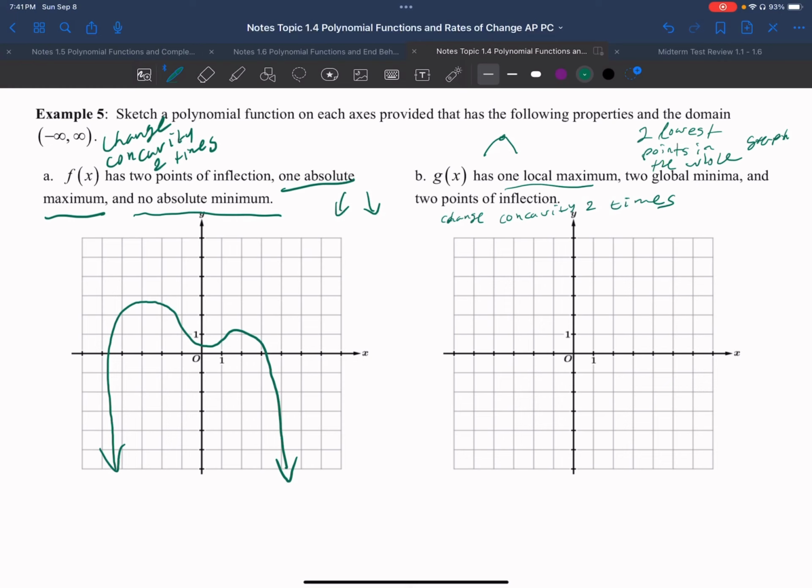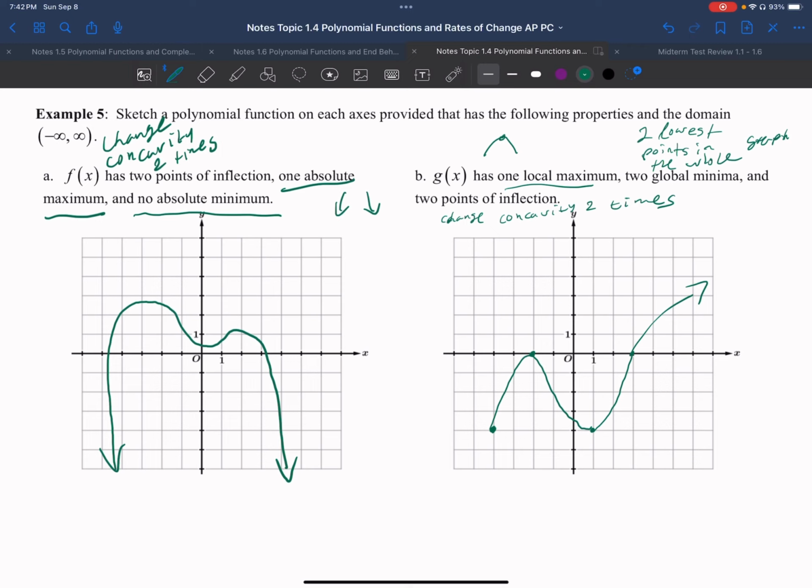Okay, so I'm going to start drawing a few points. This will be my absolute minimum. This will be my absolute maximum. This will be my other absolute minimum, and then I will cross here. So I'm going to go up, come back down, go back up, and then at this point I'm going to change concavity. And that's what my graph should look like.